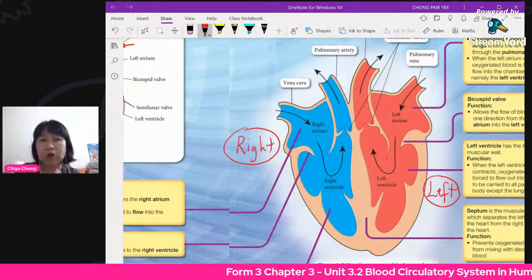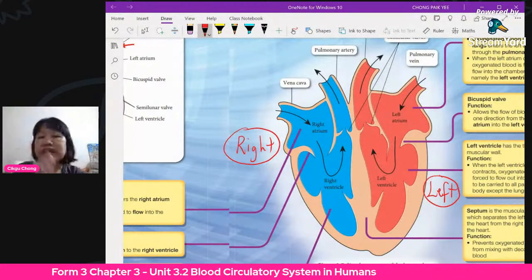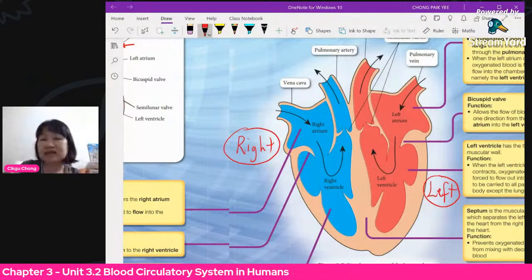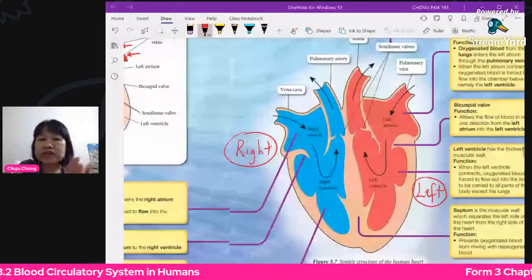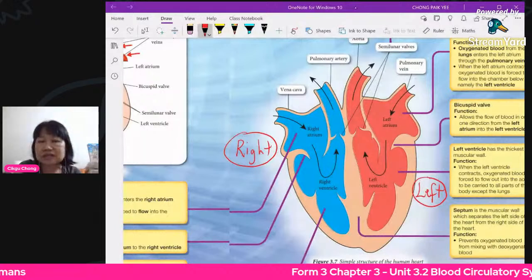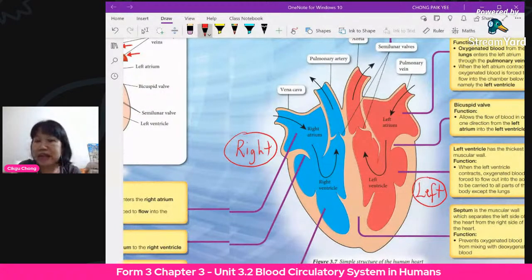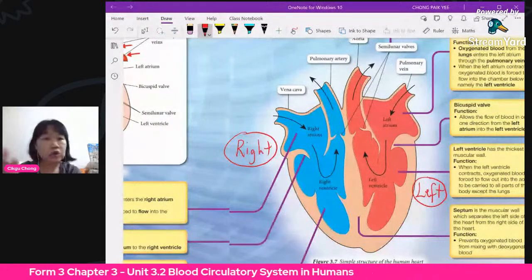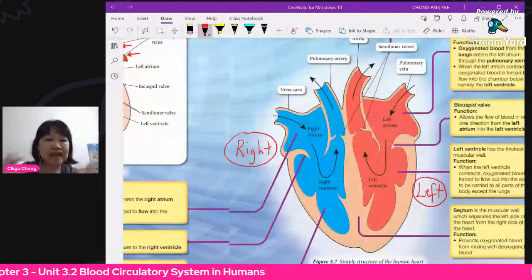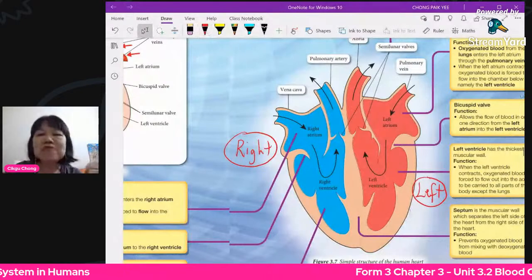And one important thing to remember here is that the right side of the heart, the right heart, they always draw in blue color. Okay, you see, blue color is for the right side of the heart. And the left side of the human heart is always red. Now, why red and blue? Can anyone tell me what is the meaning of red and blue?